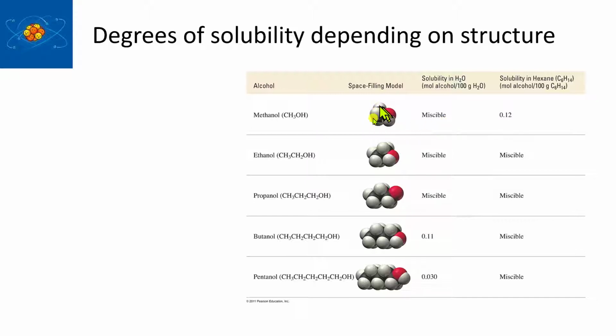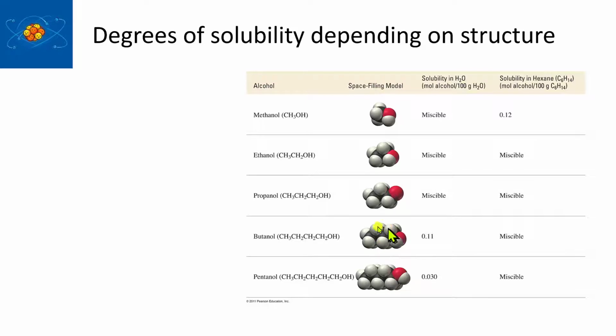So it has a small hydrocarbon portion, the CH here, right? And the polar hydrogen bonding alcohol functional group. So that's what makes it miscible with water. If you take ethanol, it has 2 carbons, right? This is still miscible, but notice what happens when you get to the 4th carbon.